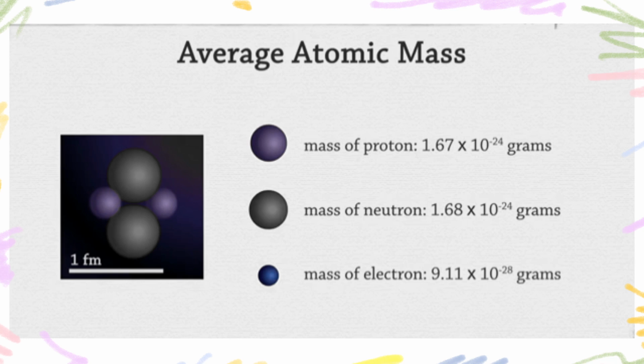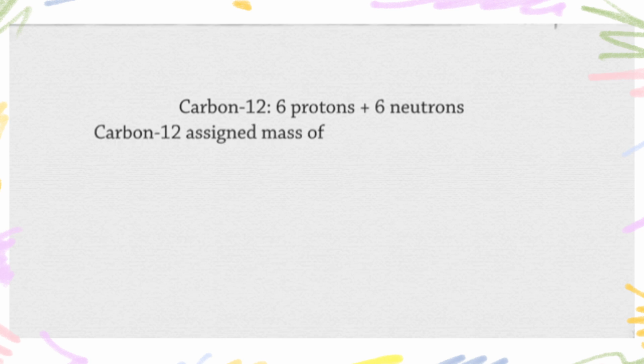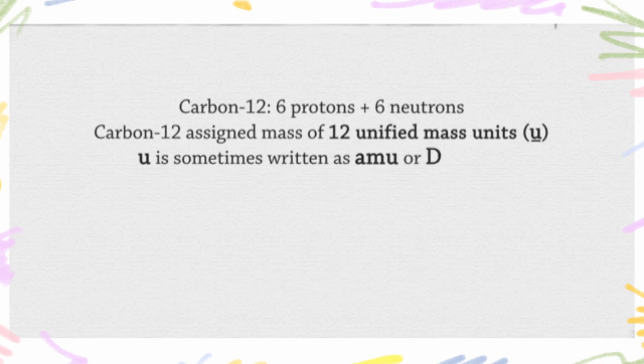So instead of using the actual mass of atoms in problems, chemists compare all atoms to one standard atom. They picked carbon-12 as the standard. Carbon-12 is the isotope of carbon with 6 protons and 6 neutrons. Carbon-12 is assigned a mass of exactly 12 unified atomic mass units, or u. Some people write amu, or daltons. Chemists just defined a new unit for convenience.